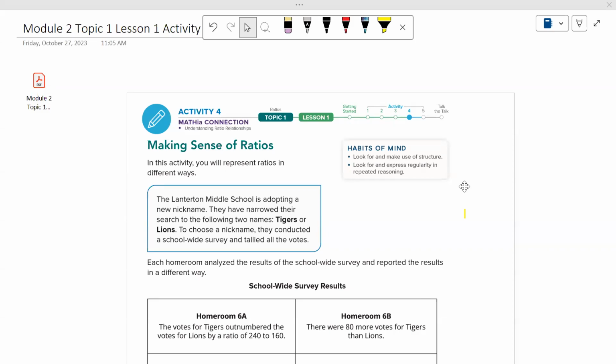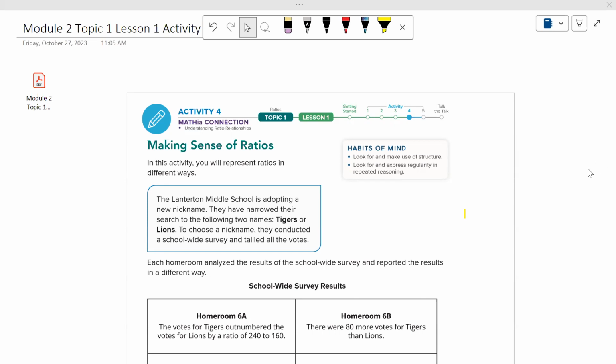Okay, so today we're working on activity 4 and activity 5 from module 2, topic 1, lesson 1. It's all relative. We're going to be looking at the ratios, distinguishing between part-to-part and part-to-whole ratios, using ratio language to understand what we're looking at.